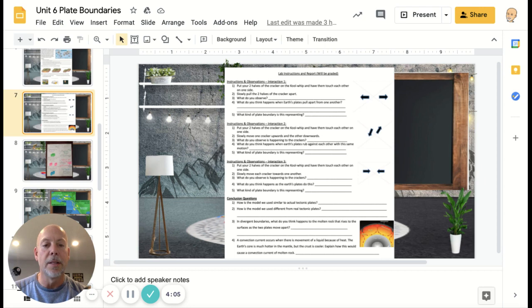So here are the lab instructions, okay? And this is the lab report. It is going to be graded, okay? It is going to be graded. So this is the lab we're doing in class.